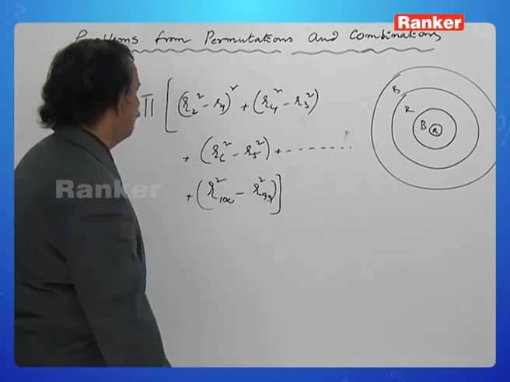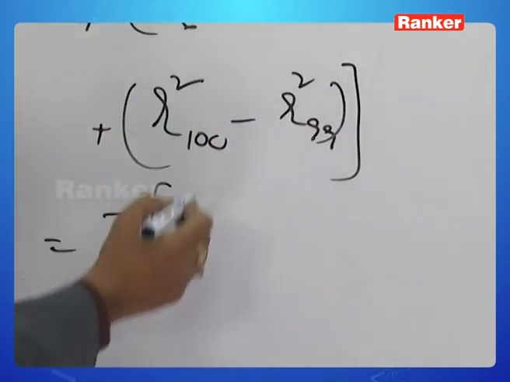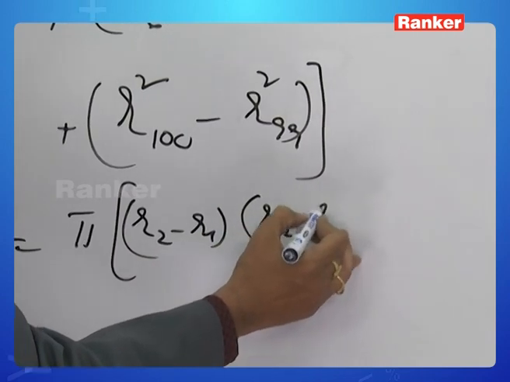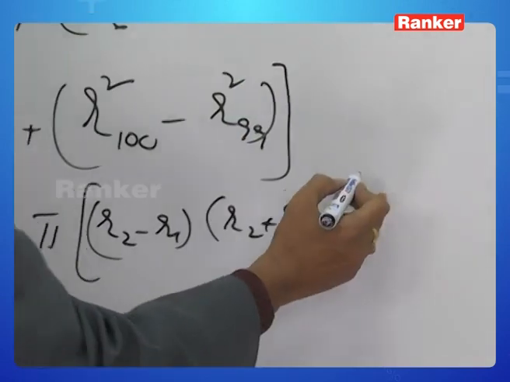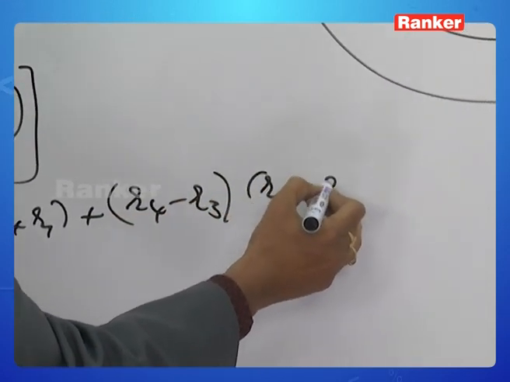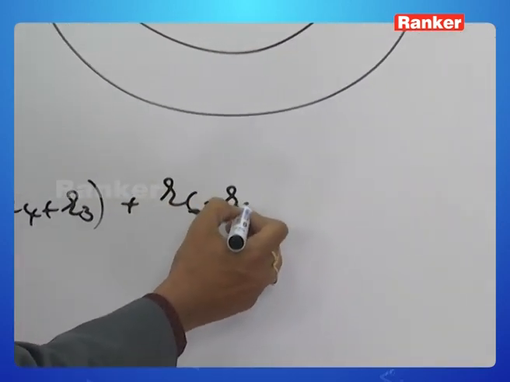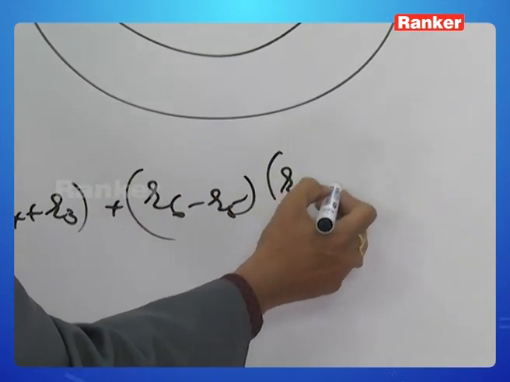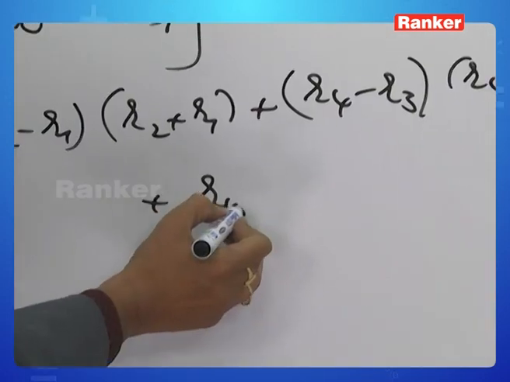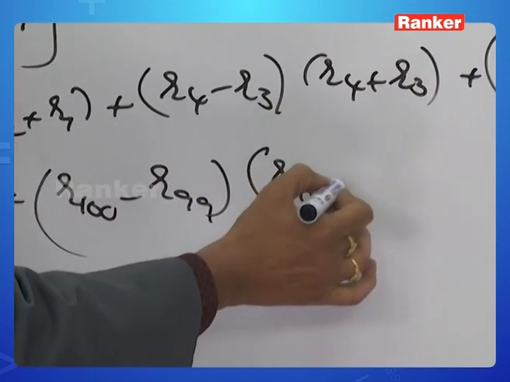What is that? This is equal to pi into R2 minus R1 into R2 plus R1, plus R4 minus R3 into R4 plus R3, and the next one can be taken as R6 minus R5 into R6 plus R5, and so on, etc., plus R100 minus R99 into R100 plus R99.